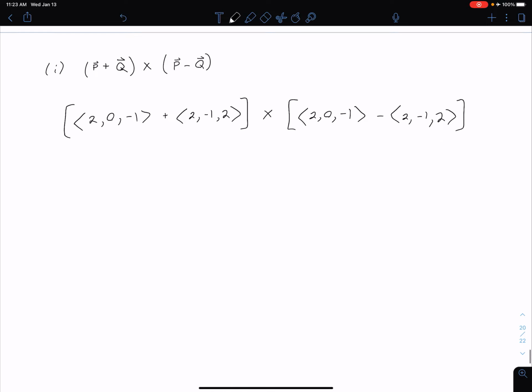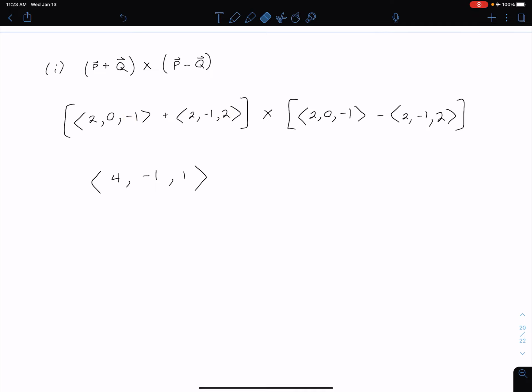Okay, so first we're going to do the addition and subtraction. And so again, for our first term, we're going to do this component by component. So we're going to say our X component plus our X component, so 2 plus 2 is going to give us 4. We then move on to our Y component. So now we say 0 plus -1 is going to be -1. Same thing for our Z component. We're going to say -1 plus 2 is going to give us 1. And we get something that looks like that.